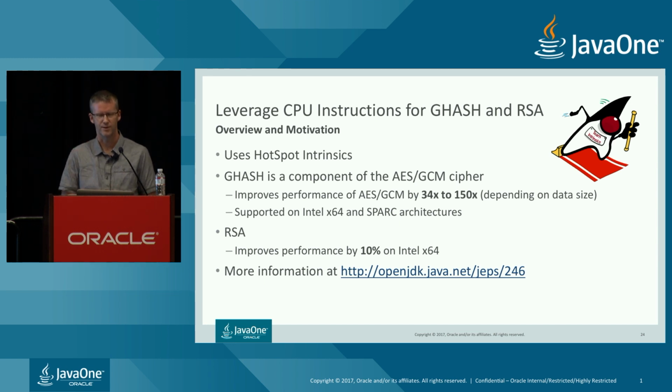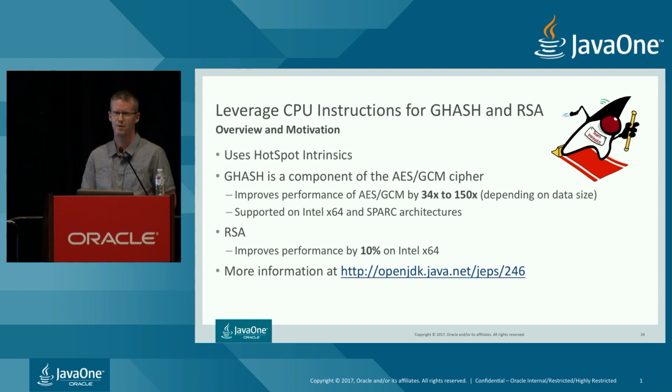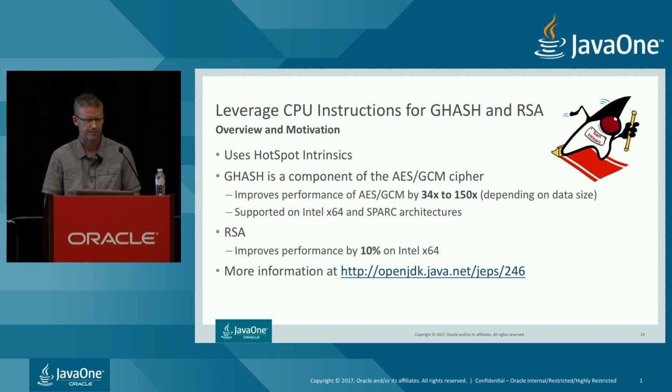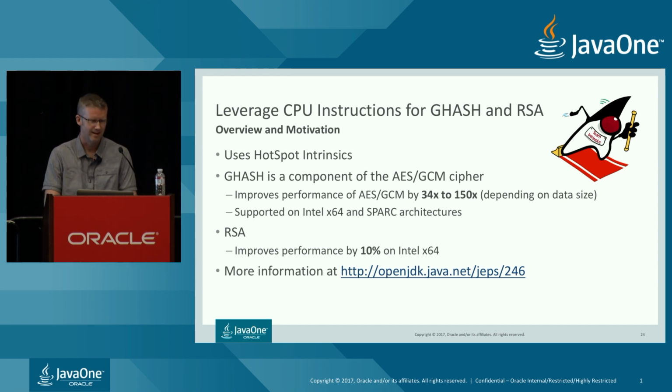And I'll give you a little secret, it's actually higher than that, because in JDK 9, we snuck in a fix towards the end that improved the performance even more. So you might even see up to 200 to 300 times as fast as JDK 8. But this is what our public docs say right now, so I'm going with that for now. It's supported on the Intel x64 and SPARC architectures. And also in RSA, we did a modest improvement. We improved it by 10% on Intel x64. And more information is at JEP 246.